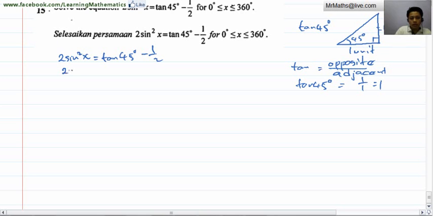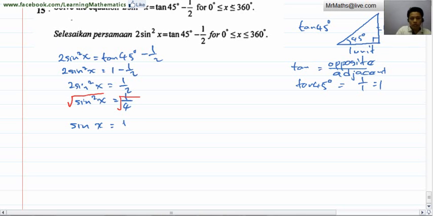Okay, let's move on. 2 sin squared x thus is 1 minus 1/2. Then 2 sin squared x is equal to 1/2. Then sin squared x is equal to 1/4. So if we square root each side, then sin x is plus minus 1/2.